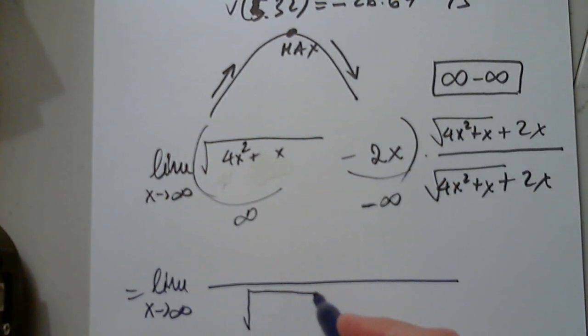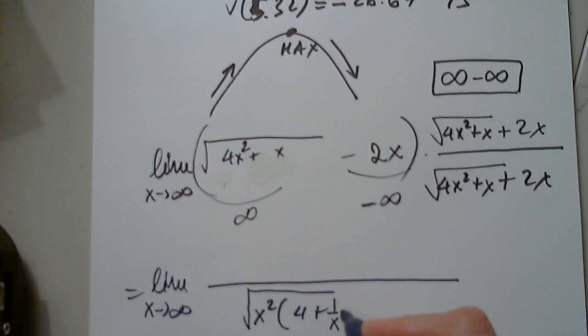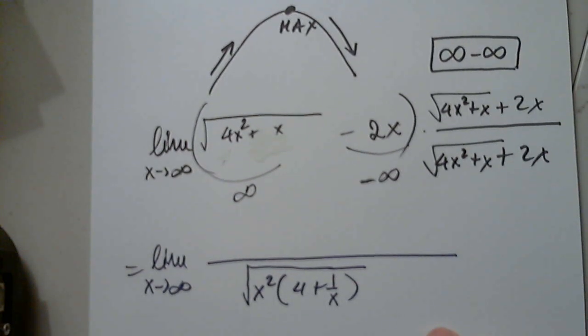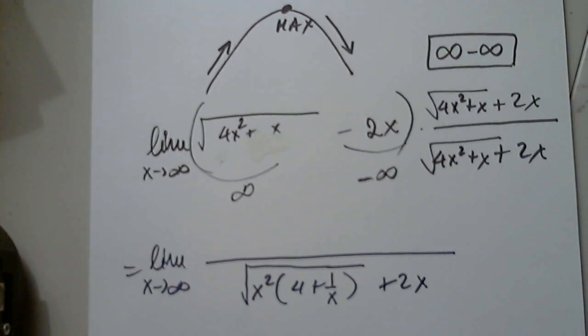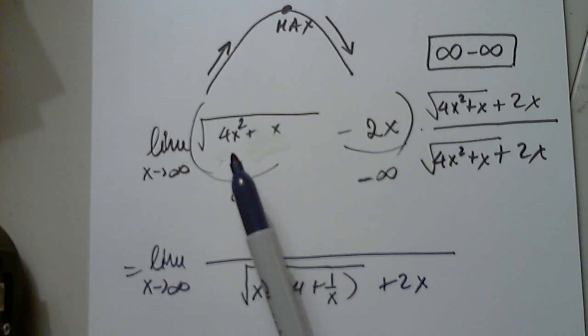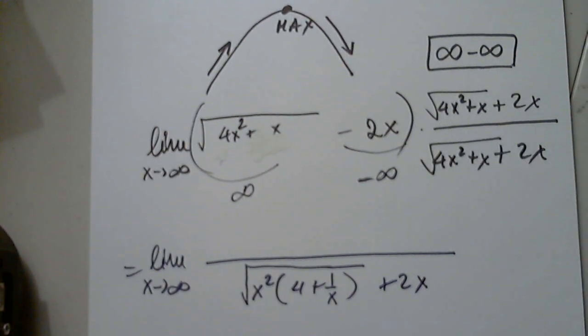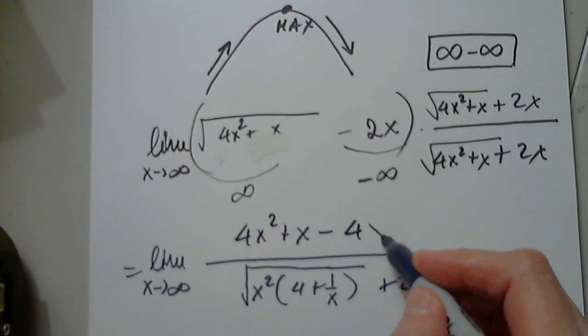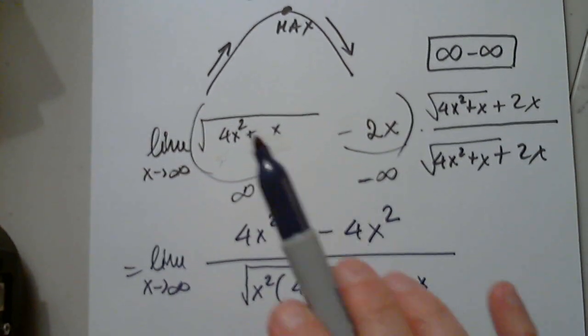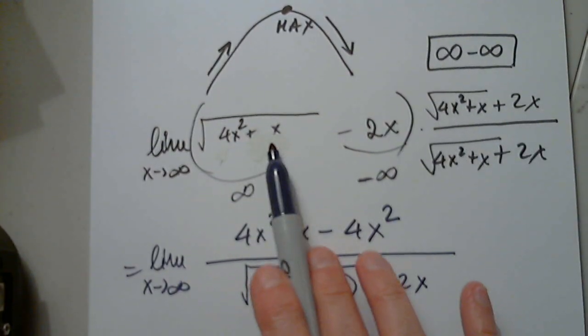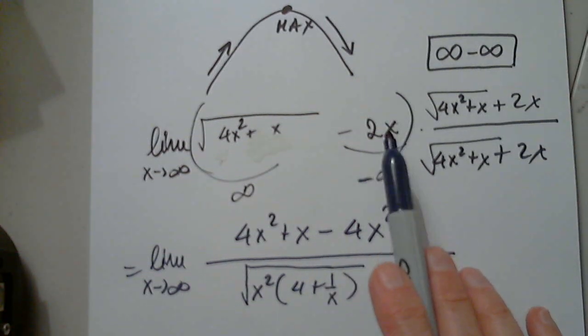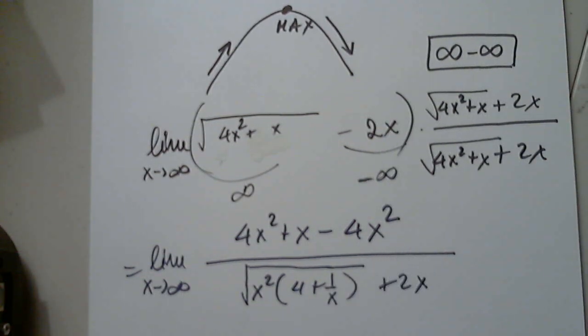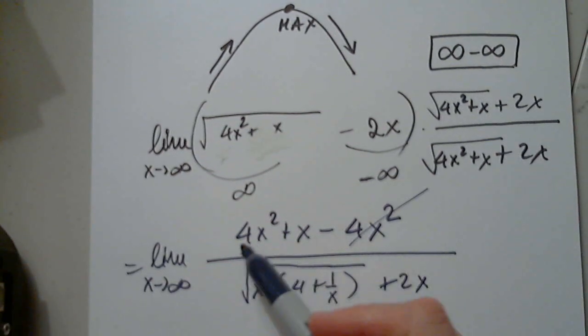The denominator stays, but I have to factor out x squared inside. So I have 4 plus 1 over x, and I have plus 2x. When I multiply the tops, remember a minus b times a plus b, and that's 4x squared plus x minus 4x squared. So a minus b times a plus b is a squared minus b squared. Are we okay so far? Now, luckily, these two go away.